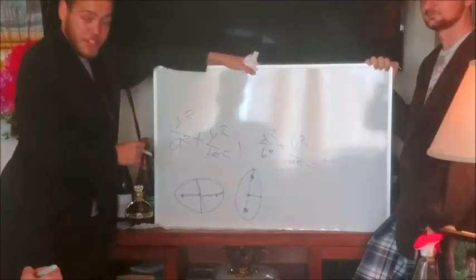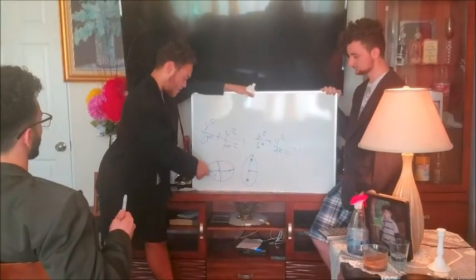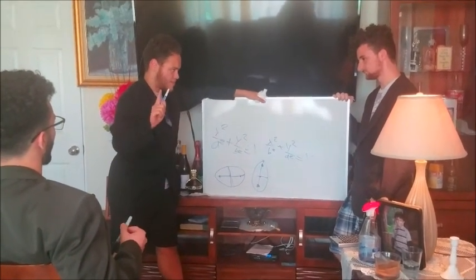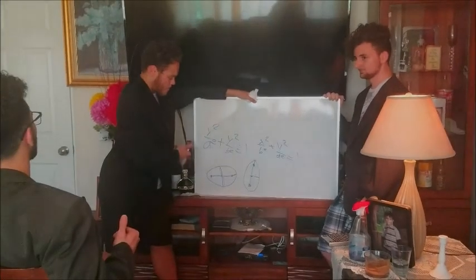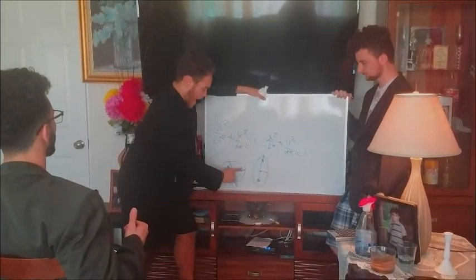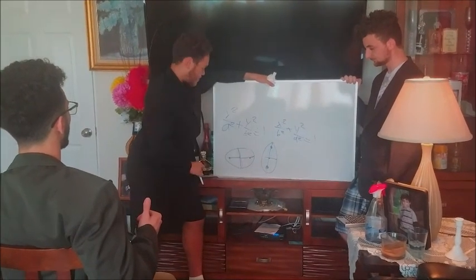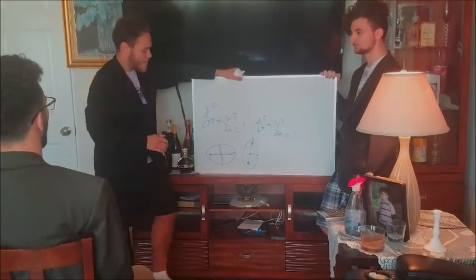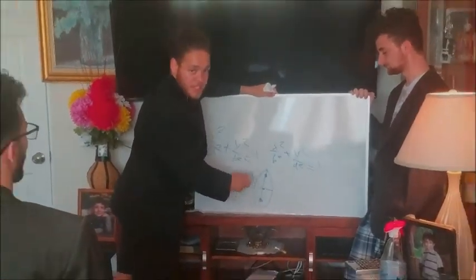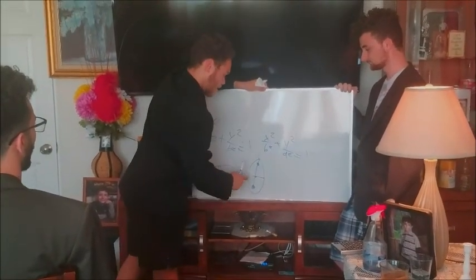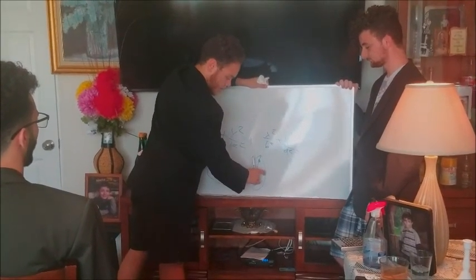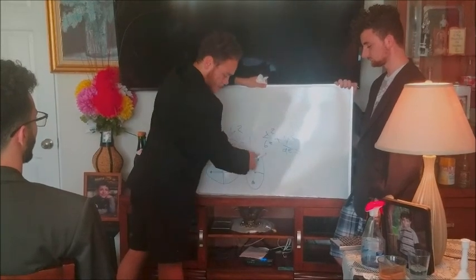So this right here is the general equation for the ellipse. A is supposed to represent half of the major axis, and B is supposed to represent half of the minor axis. Now for the egg-shaped ellipse, it's slightly different. Here, it's B, which is the minor axis here, and A, the major axis here.